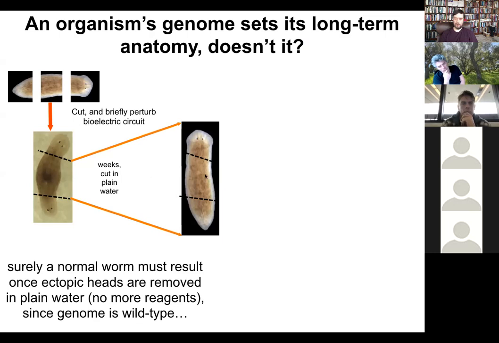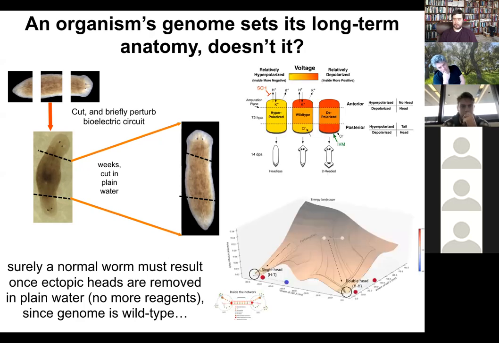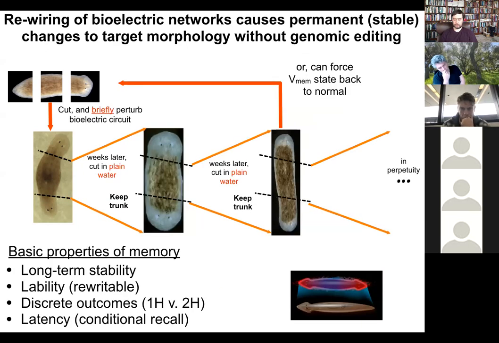The standard paradigm says, well, then of course you're going to get a one-headed worm because the ectopic tissue is gone. The genome is wild type. There's no drugs anywhere around anymore. It's plain water. So of course you're going to go back to your normal shape and make a one-headed worm. But the interesting thing is that if you look at the electrical circuit that actually determines this, it has two stable attractors, one at the single head state and one at the double head state. And so that's suspicious. Why would that be? Well, it turns out that if you were to do this, what you'd get is continuation of the two-headed phenotype. In perpetuity, as far as we can tell, these animals make two-headed worms.